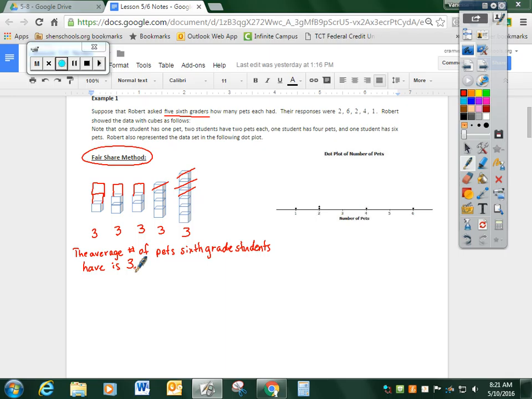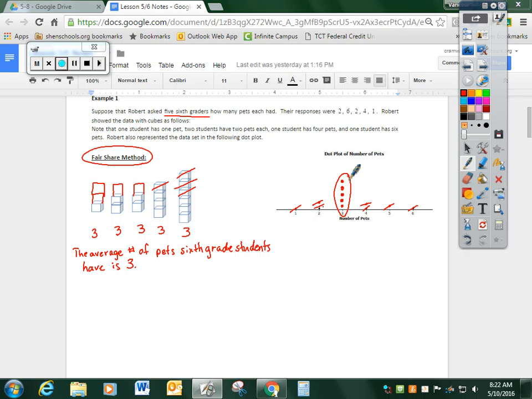We can also do this fair share method with a dot plot. You start at the outsides and you move the dots in 1 space each. So I'm going to take this dot at 6 and move it to 5. I'm going to take this dot at 1 and move it to 2. I'll take this dot at 5 and move it to 4. I'll take this dot at 2 and move it here. I'll take one of the 4s and move it here. One of the 2s and move it here. One of the 4s gets moved here. And the last one gets moved here.